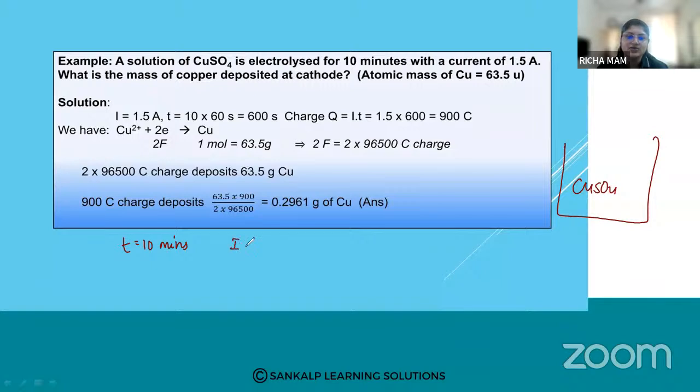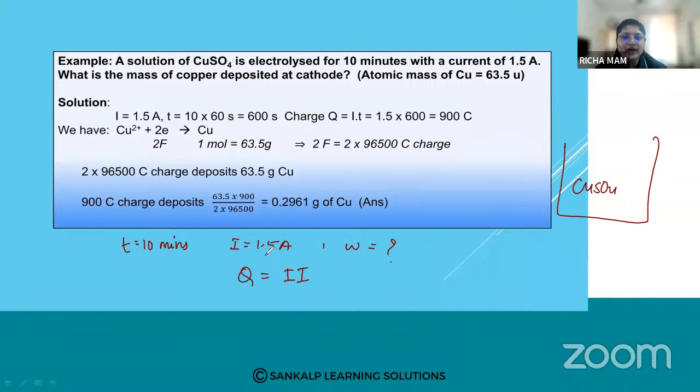So I is equal to 1.5 ampere. What is the mass of the copper which is deposited at the cathode? The atomic mass of copper is given. Now we know that Q is equal to I T, right? Q is equal to I T.